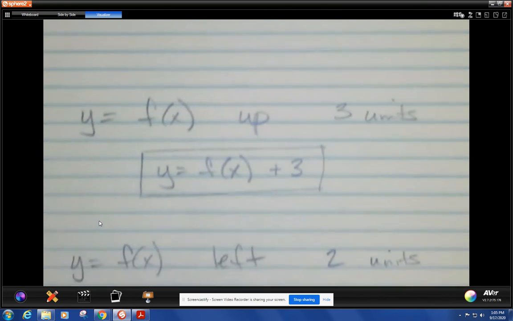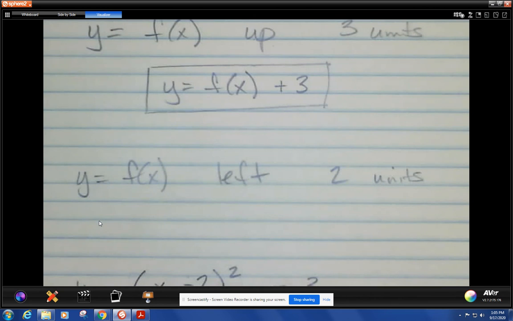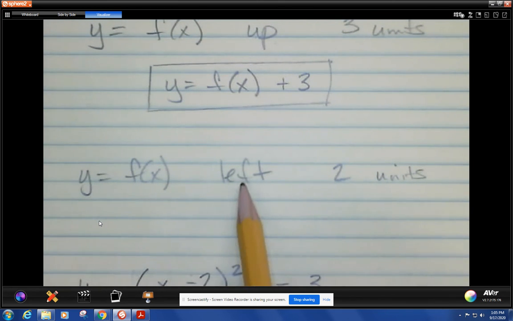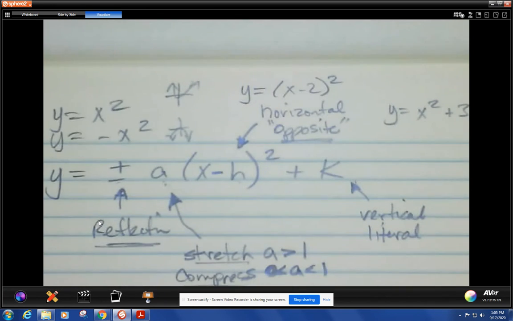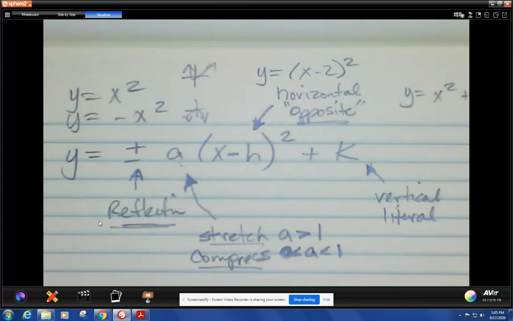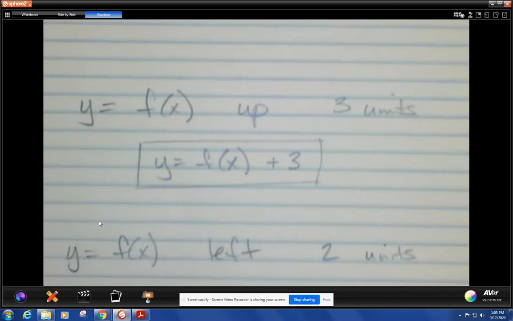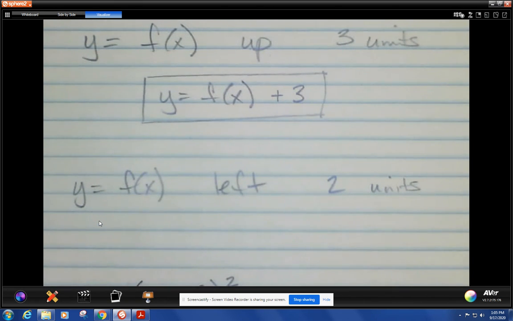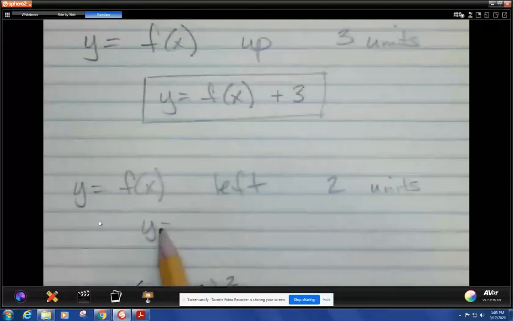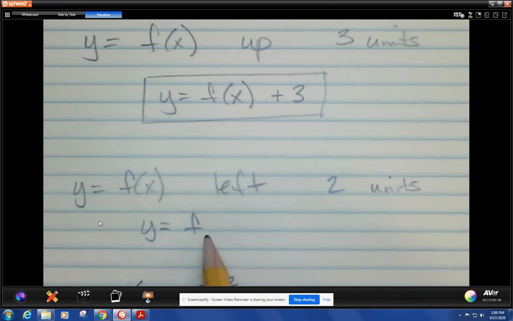Okay? Now let's say that I'm being asked to take y equals f of x and move it left 2 units. Well, remember, according to our format up here, if we're going left or right, that is a horizontal change, and so it needs to be written in this format right here. Okay, so vertical changes are out here to this side, horizontal changes are inside the parentheses. So let's go back. It says y equals f of x left 2 units. Well, I'm going to write y equals f, but now when I write my x here, I need something else to be in that parentheses.